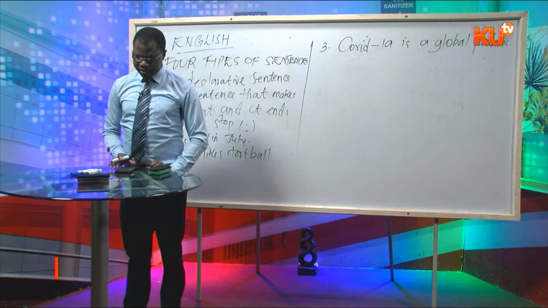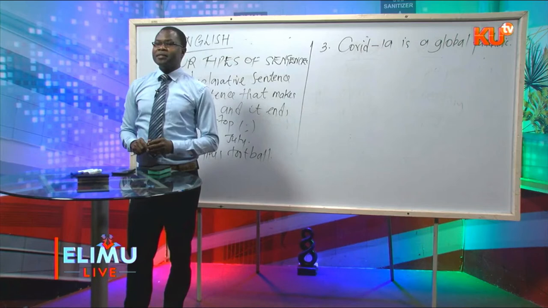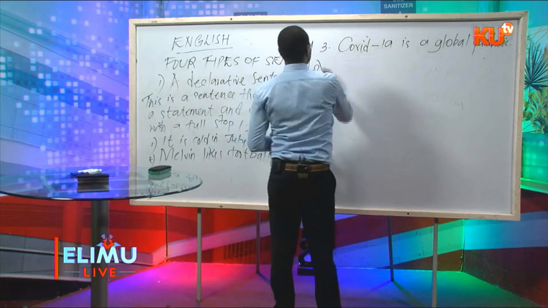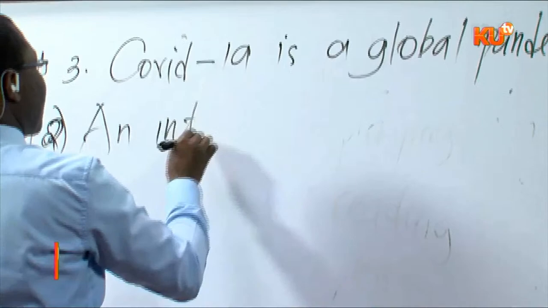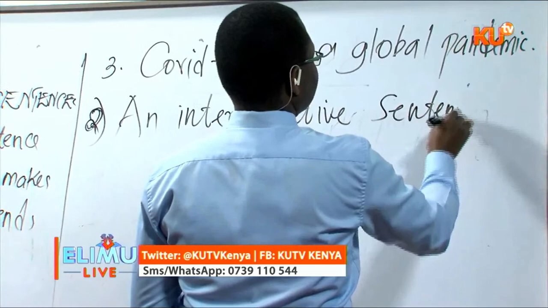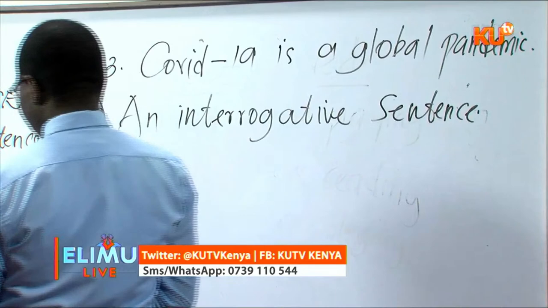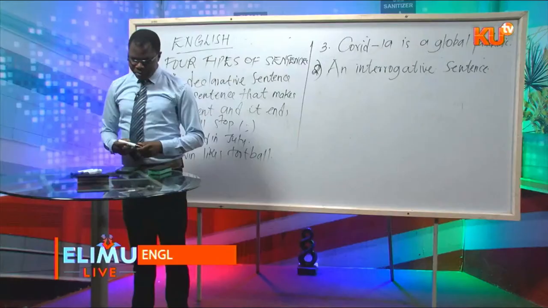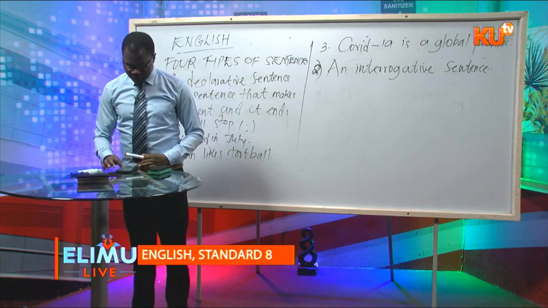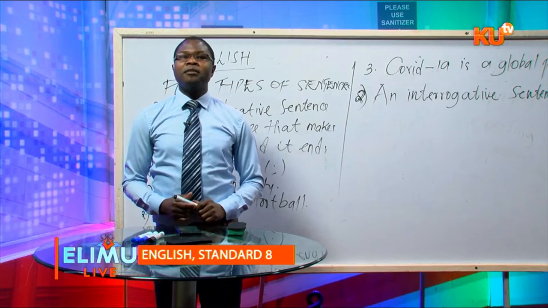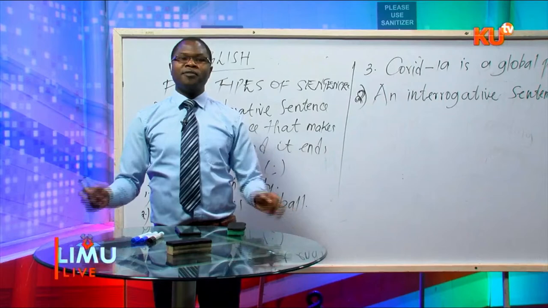Having said that, we move to another type of sentence, and this is called an interrogative sentence. Example number two. An interrogative sentence, from the word interrogate. An interrogative sentence is a sentence that seeks or asks questions, and normally they end with question marks. Interrogative sentences.